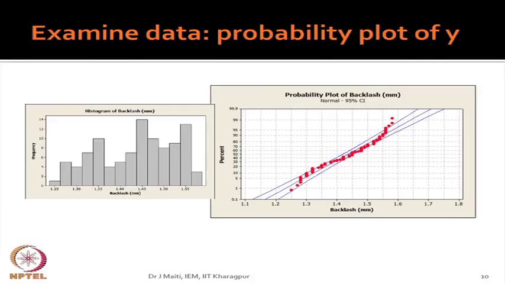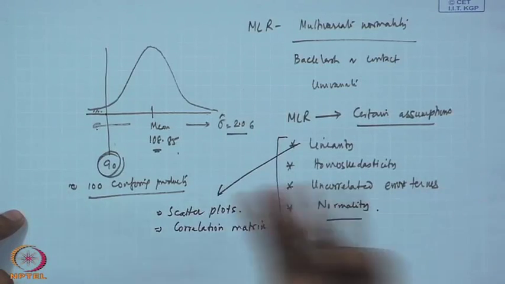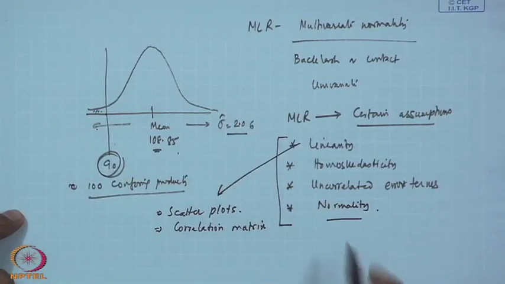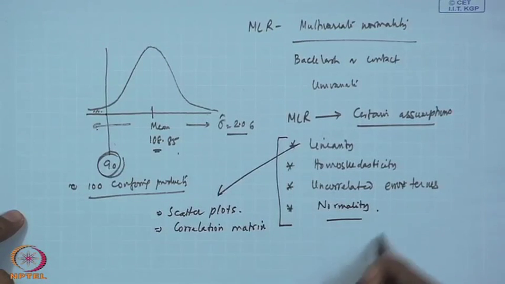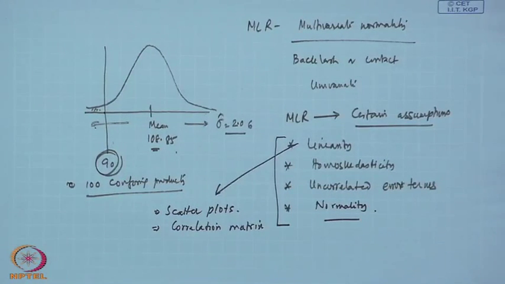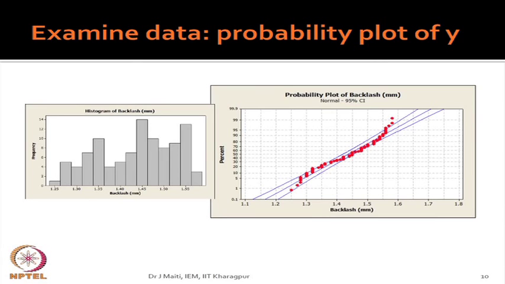Correct? So, what have we tested then? We have tested that a linear relationship is there and we can go for multiple linear regression, but we also want to examine from the raw data the normality of the y variable. There are different approaches to check normality: the PP plot, that is the probability plot, the histogram, and the quantile plot. So, there are many plots. Now you see this PP plot here.